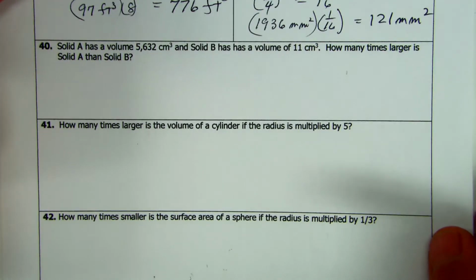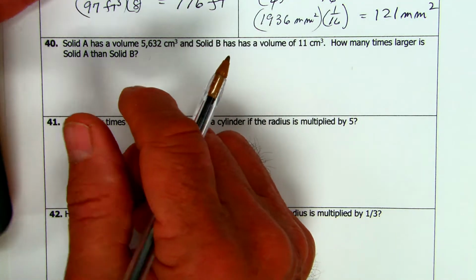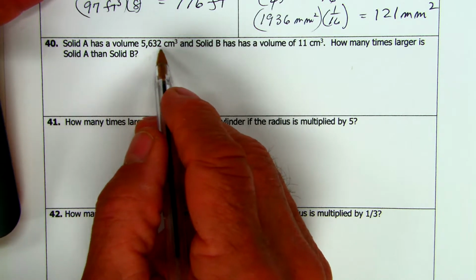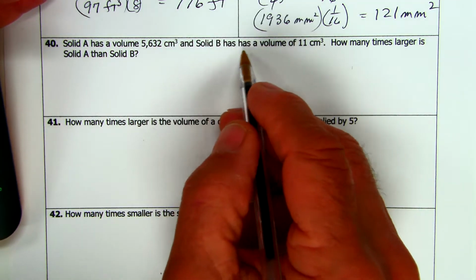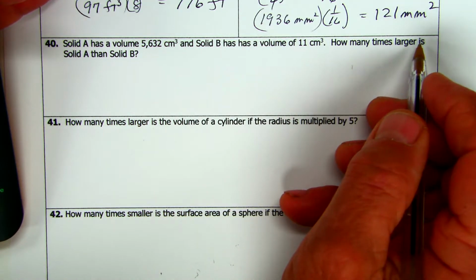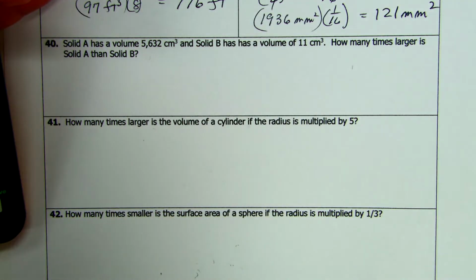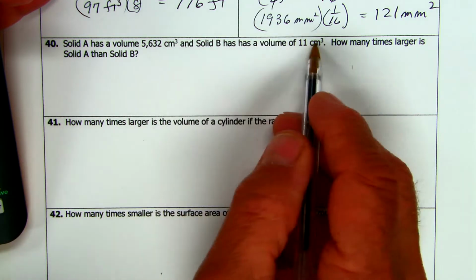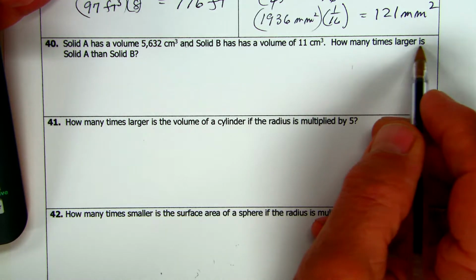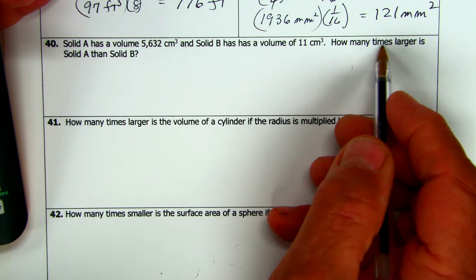Let's look at number 40. Number 40 says solid A has a volume of 5,632 centimeters cubed. Solid B has a volume of 11 centimeters cubed. How many times larger is solid A than solid B? Now let's not get confused here. We were talking about volume. They gave us the volumes of the two, and then they said how many times larger is solid A than solid B. Well, that gets back to scale factor, but we're in volume up here.